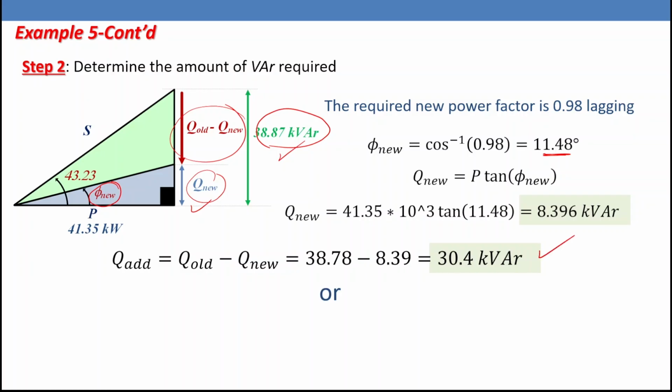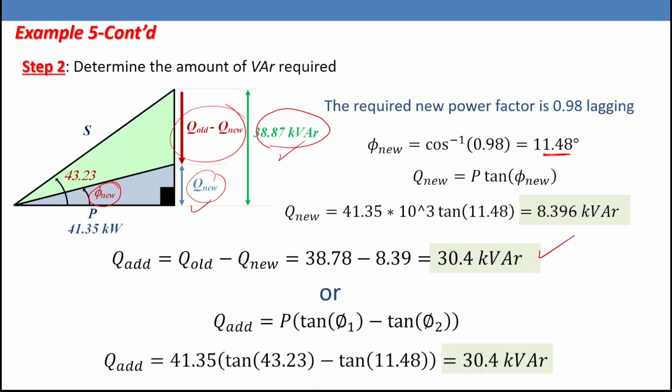We can calculate it another way. That's Q_add equals P (tan φ1 minus tan φ2). So we are going to have the same answer, 30.4 kilovar.